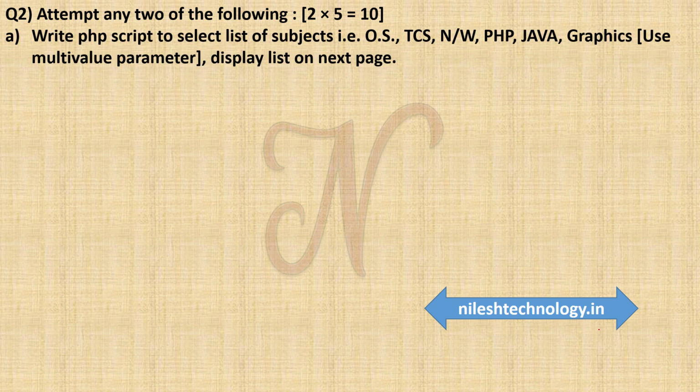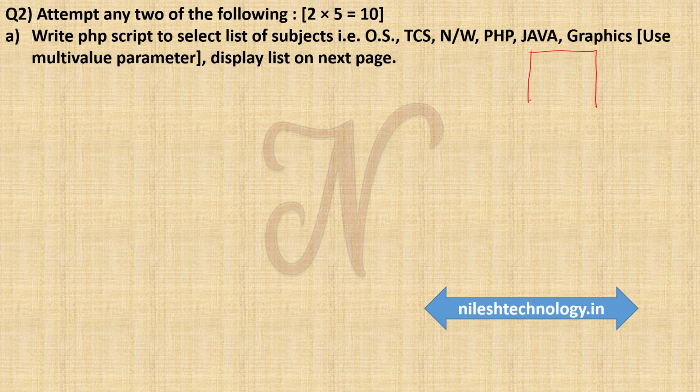Write the PHP script to select the list of subjects, that is operating system, TCS, networking, PHP, Java, graphics. Use the multi-value parameter, and display the list on the next page. This program is worth 5 marks and is related to the multi-value parameter concept in the first chapter, that is web technique. Here we display the selection list, which is like a combo box. By using the select and option menu we display this program.